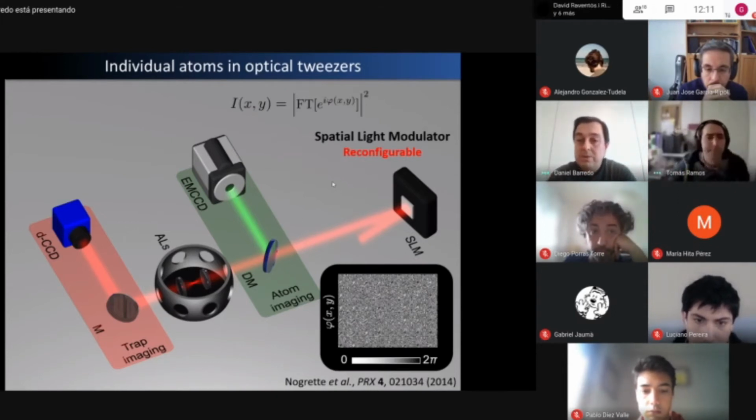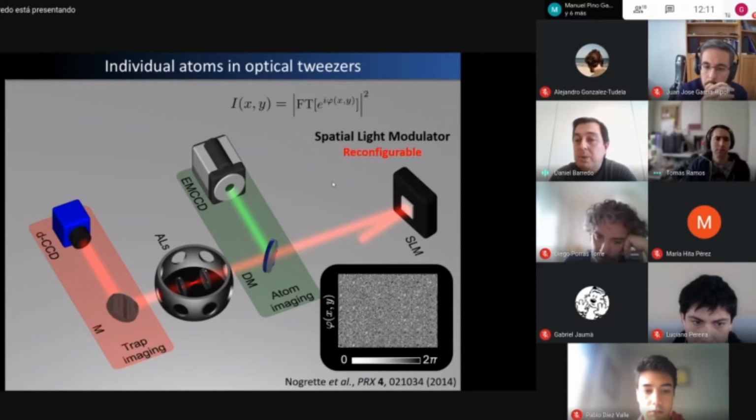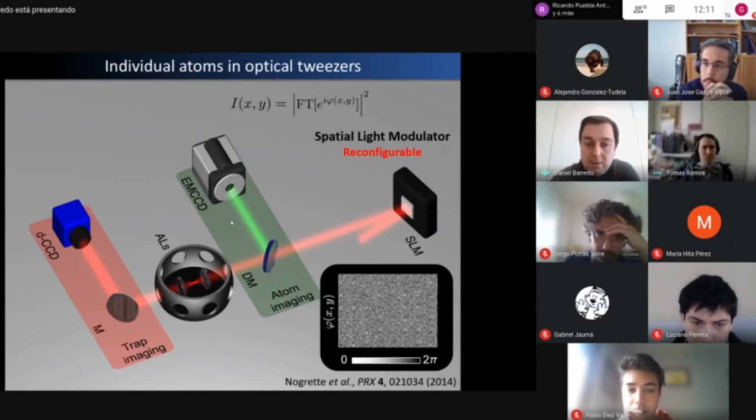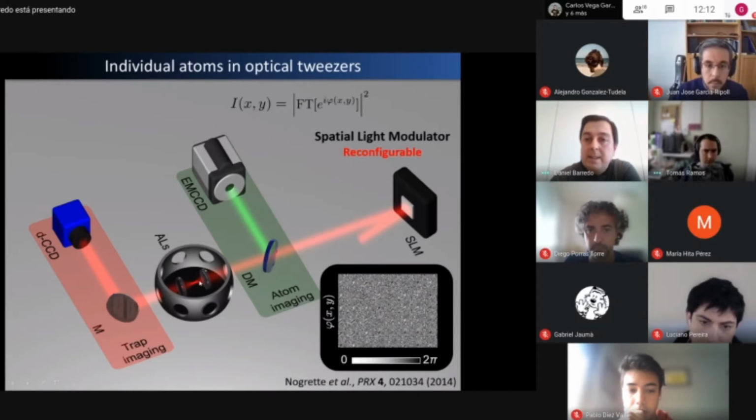Now, of course, if you want to do quantum simulation, you want to replicate these single traps and have many of them. For that, we are just using holography. We use a spatial light modulator, and we imprint a phase in the dipole trap beam in such a way that we can create arbitrary light landscapes. The important thing to realize is that the intensity distribution in the focal point of the aspheric lens is just the Fourier transform of the phase that you put on your SLM.